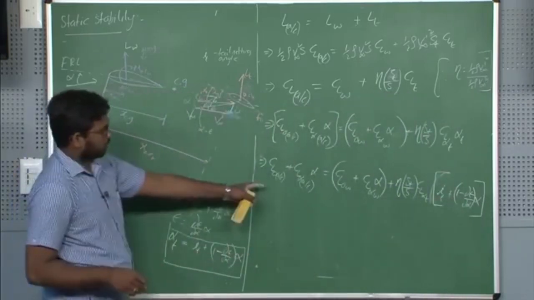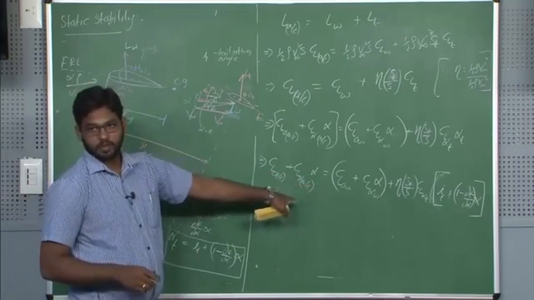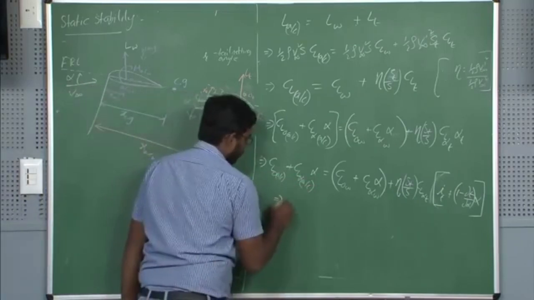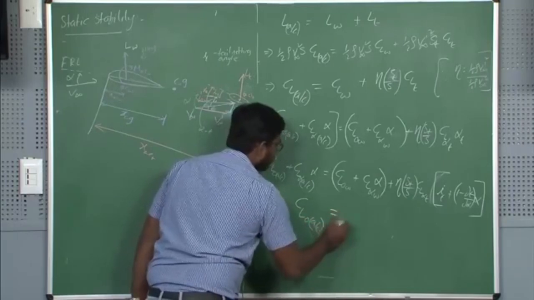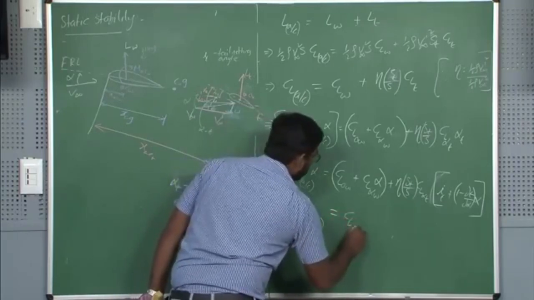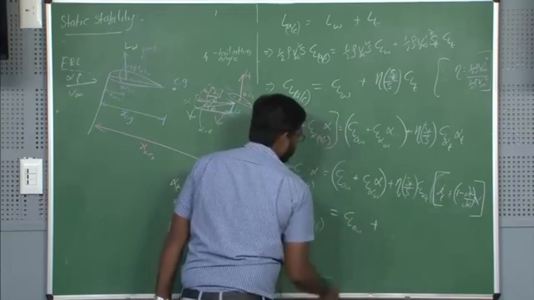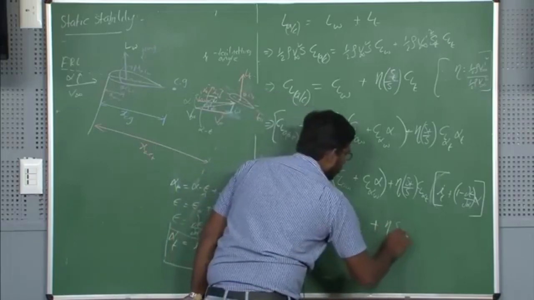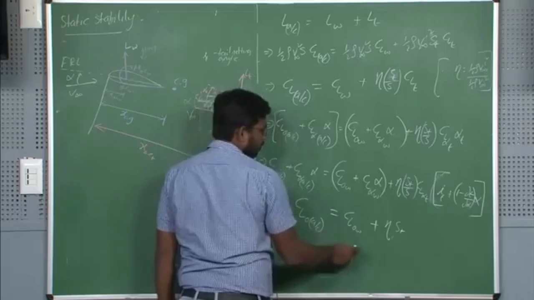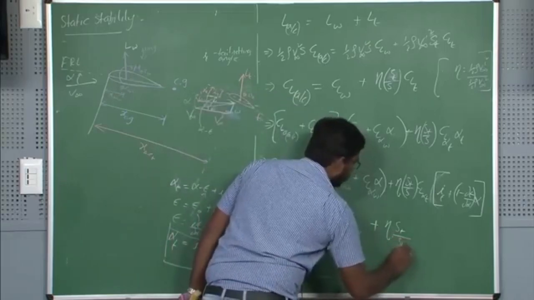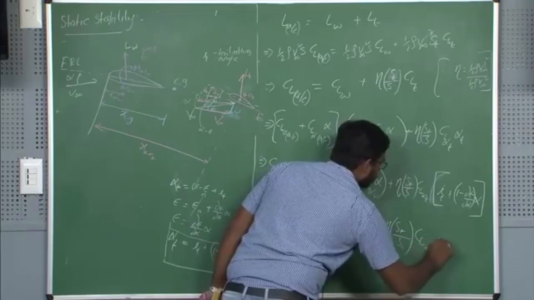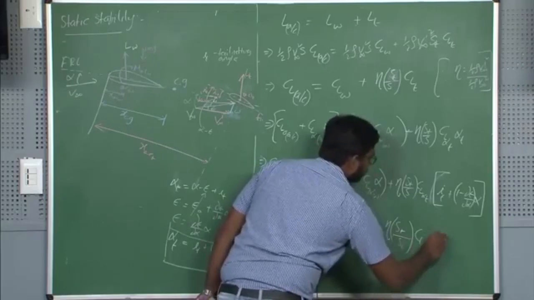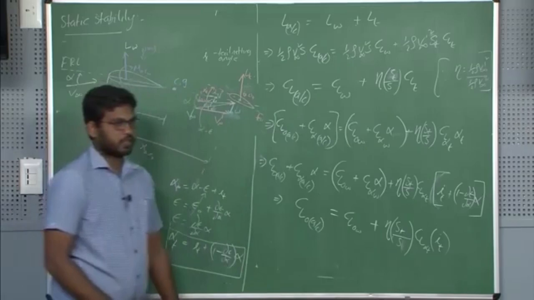So now, by comparing the constant to the coefficients of alpha, what you have is CL naught of this entire aircraft with the wing and tail combination is equal to CL naught of the wing, plus the contribution due to the tail setting angle. That is, lift because of the tail setting angle.